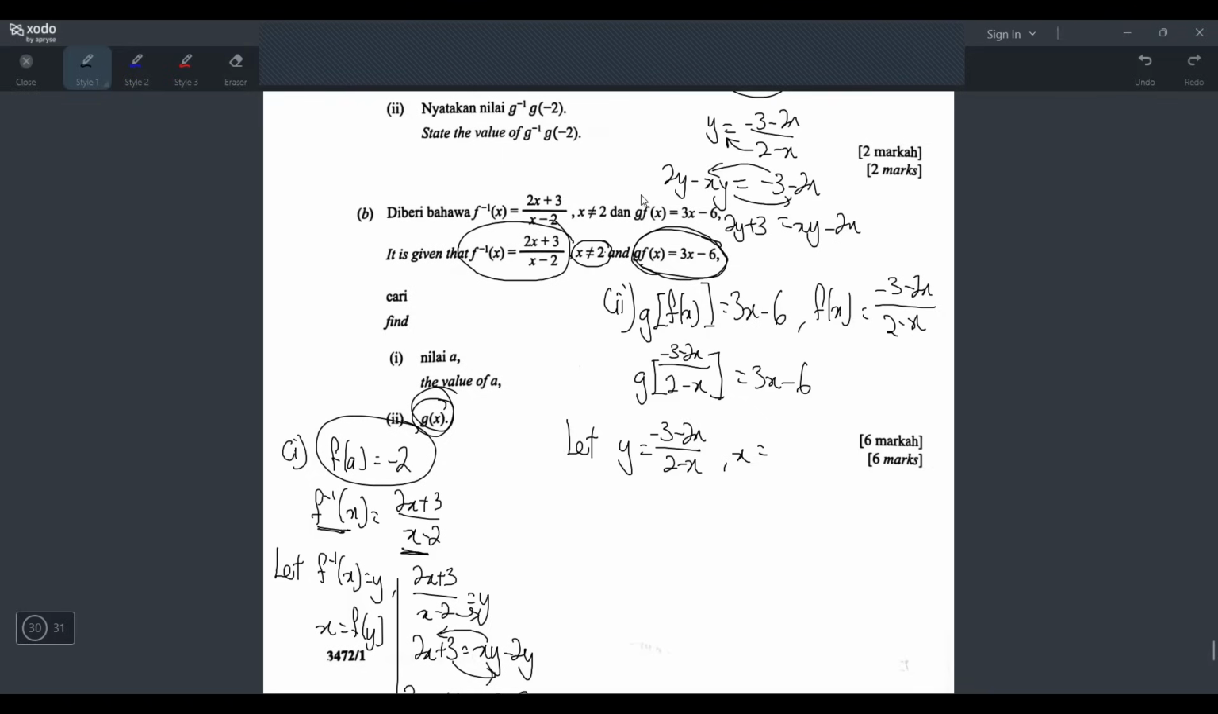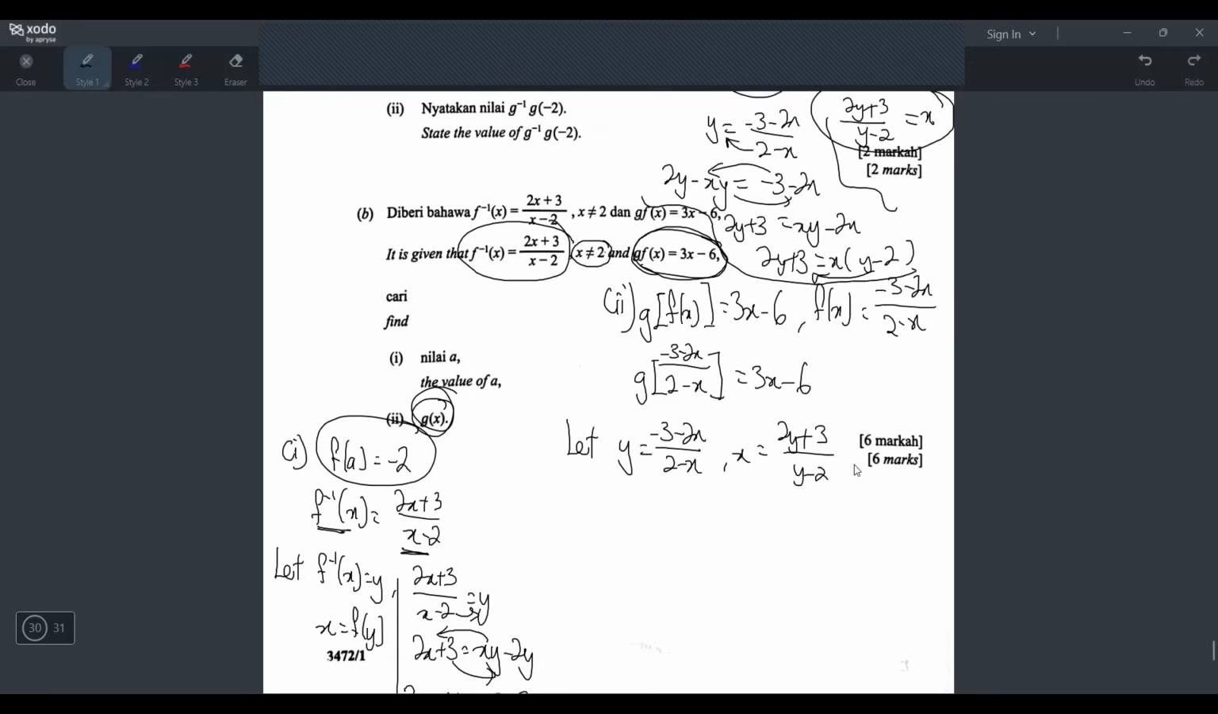And now we can factorize the x on this side. So it becomes y minus 2 and then this is 2y plus 3. And now you can find your x. So your x is equivalent to what? Y minus 2 pindah jadi bahagi. So it becomes 2y plus 3 over y minus 2. So this is the one that you have to sub here. 2y plus 3 over y minus 2.